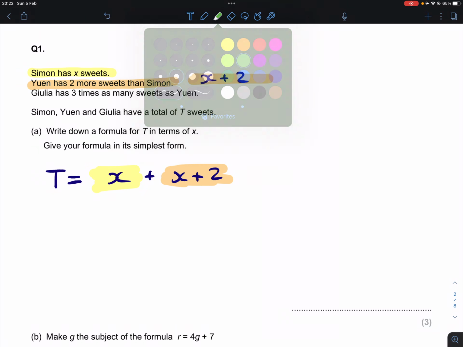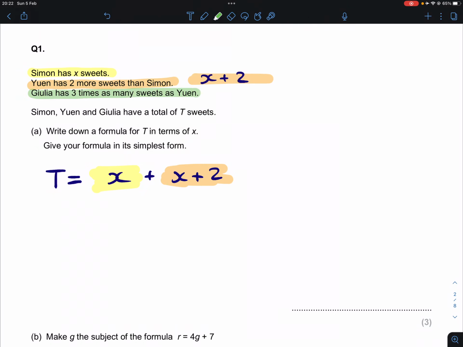Lastly, Julia has 3 times as many sweets as Ewan. So Julia will have 3 times as many sweets as what Ewan had. Well, Ewan had X plus 2, so we're going to have 3 times (X plus 2). And that's what's going to be here for Julia. We're then going to add all of them together in order to get our total of T sweets.